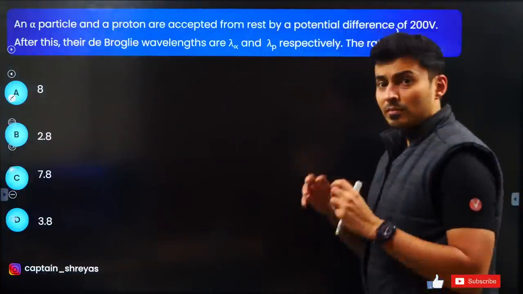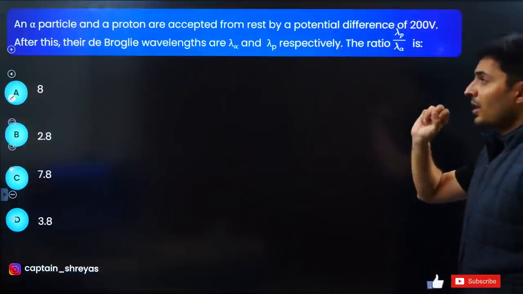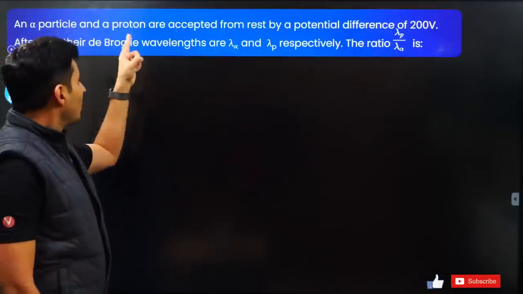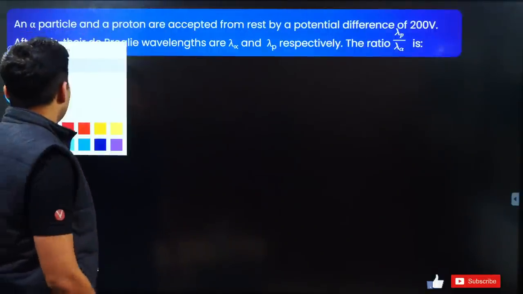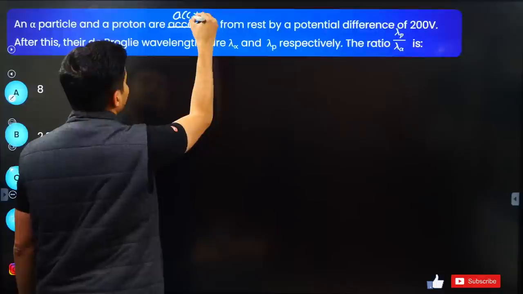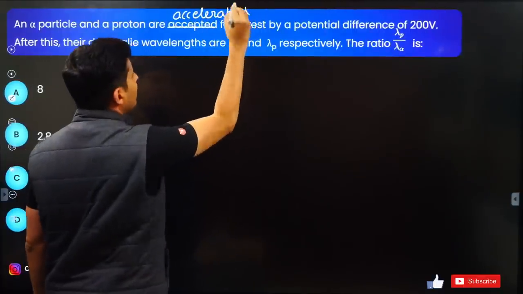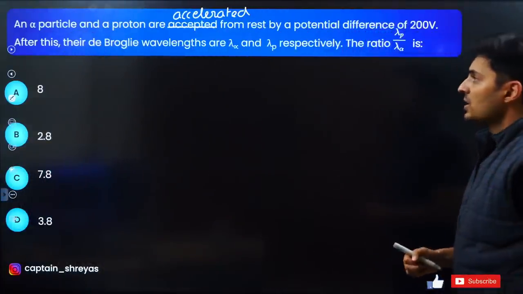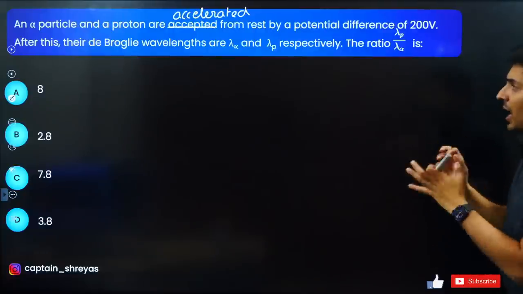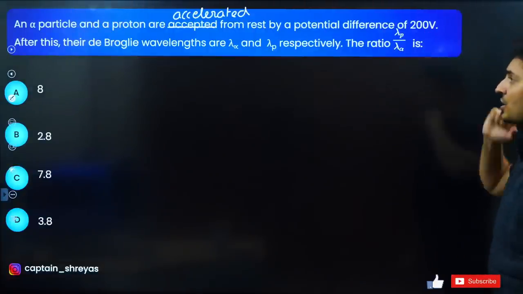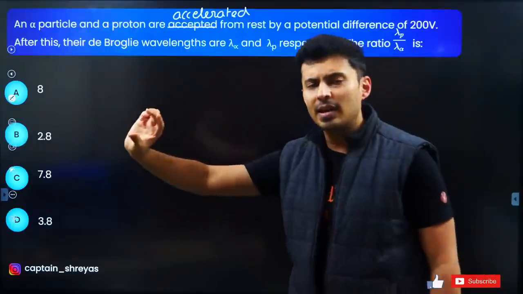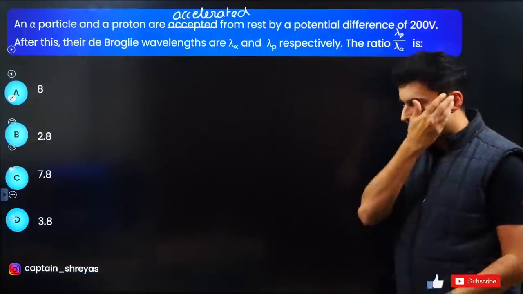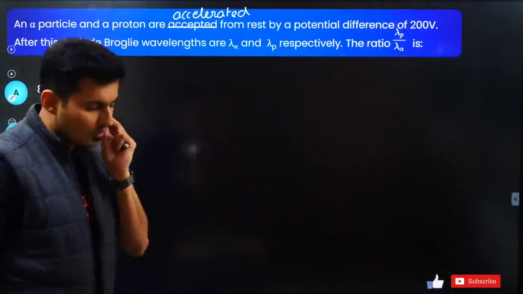Let's see if we can solve this. An alpha particle and a proton. Alpha particle means helium, which is ionized. They are accelerated from rest by a potential difference of 200 volts. After this, the de Broglie wavelengths are lambda alpha and lambda p. What is their ratio? So when these particles accelerate, what will happen? They will gain momentum. And when they have momentum, they will have wavelength. So the question is, what is the ratio of the wavelengths, guys? Let's see if you can solve this.